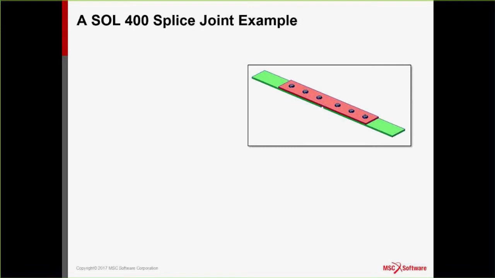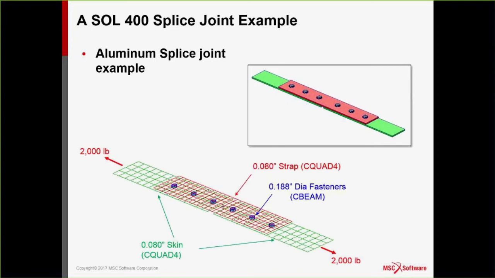Okay, so let's look at the sample problem we selected for today. We decided not to pick anything too realistic, too complicated. We picked something really simple. This is an aluminum splice joint. So you can see the green is a strip of skin that's been split, and we have a splice plate at the top. So both the splice plate and the skin are 80 thousandths thick. And shown below is our finite element model here. So we're applying 2,000 pounds in-plane load to it. We're simulating the fasteners with beam elements, and these are, I believe, 316 Hilux.